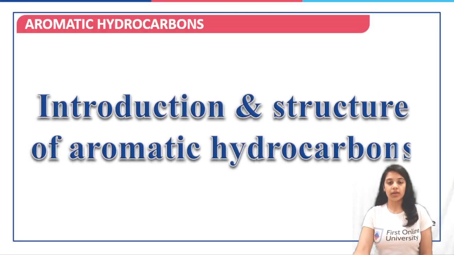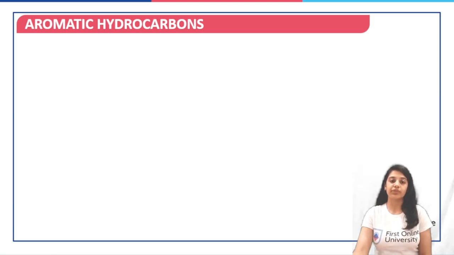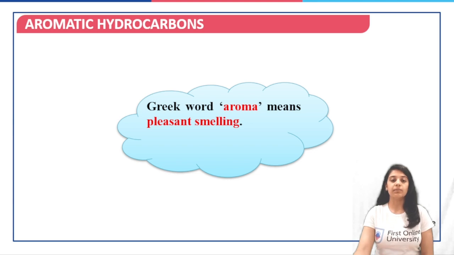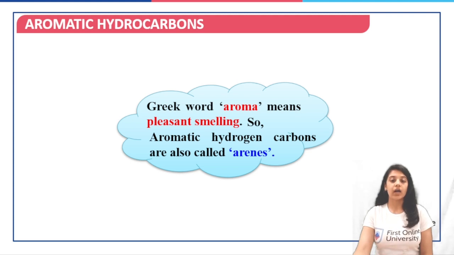Now let us start talking about the introduction and structure of some aromatic hydrocarbons. First of all, it is important for us to understand what the word aromatic means. The word aromatic has been derived from the word aroma, which is a Greek word meaning pleasant smelling. So anything that has got a pleasant smell, we say that it has got an aroma. Aromatic hydrocarbons are also known as arenes.